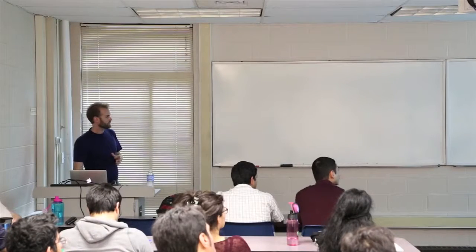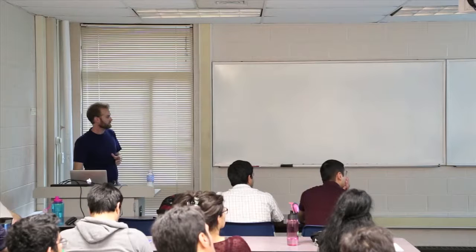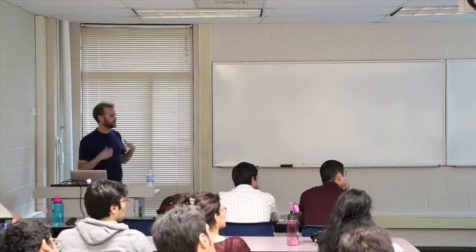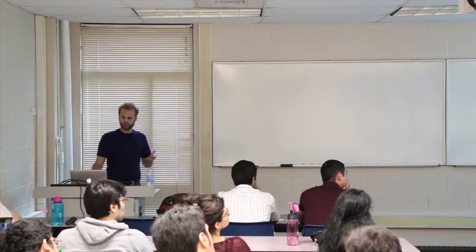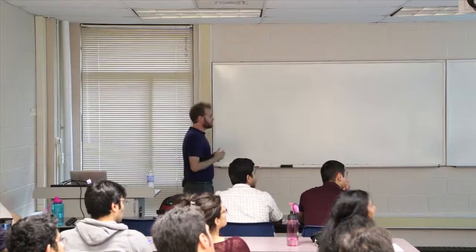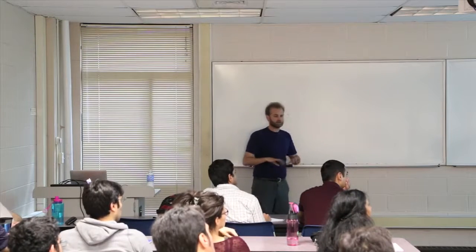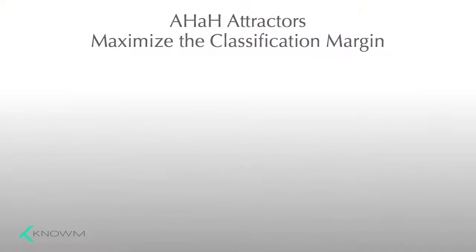So here's attractor state A, which corresponds to this; call that the null state. And then B and C, which are these guys. Okay, and then here's this plasticity rule again. So what the heck is going on? Well, this unsupervised AHaH rule is doing what's called maximizing the classification margin. This is a really important concept in machine learning.